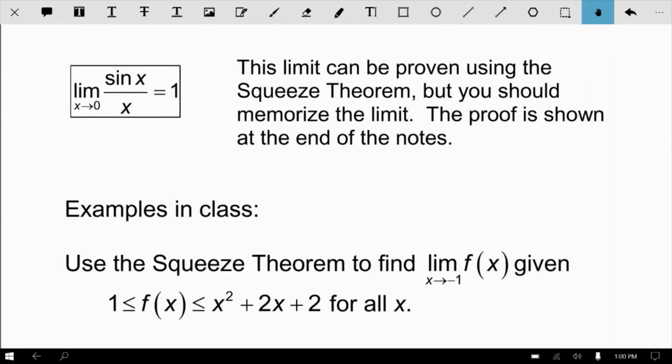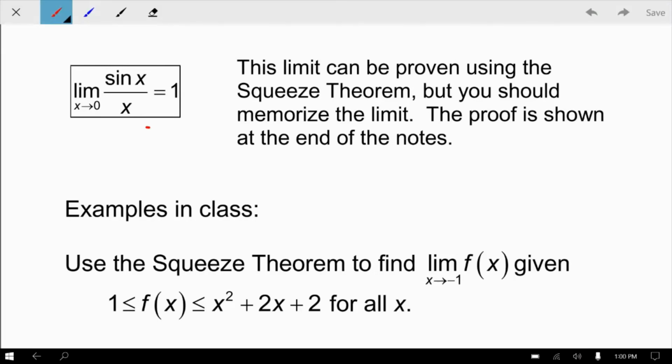Okay, so there is a special case of the squeeze theorem. And we have this limit that's in the box here. And this limit is one that for now, I just want you to memorize. There is a proof for this limit involving the squeeze theorem. It's kind of complicated. I'm not going to go through it in this lesson, but on the last page of these notes, there is a detailed explanation of how it works.